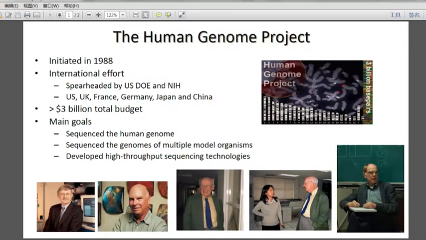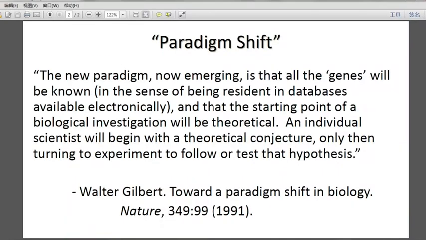In 1991, shortly after the Human Genome Project started, Nobel Prize winner Walter Gilbert wrote a short essay in Nature. He suggested that as the genome was getting sequenced, biological research will experience a paradigm shift. A biologist should start with analysis of the whole genome to generate a hypothesis, only then going into the lab to test it. But the Human Genome Project was criticized by a lot of people in the early years.